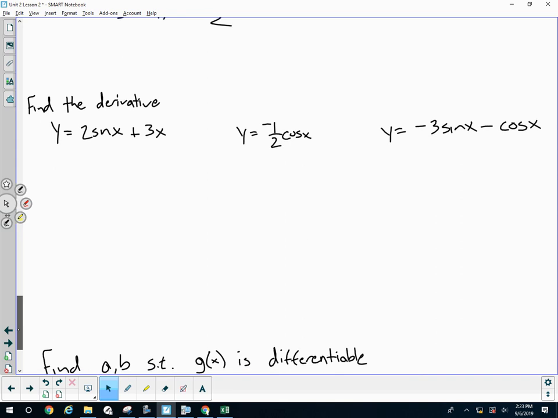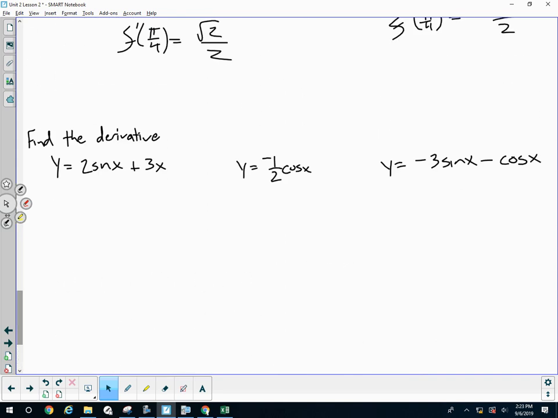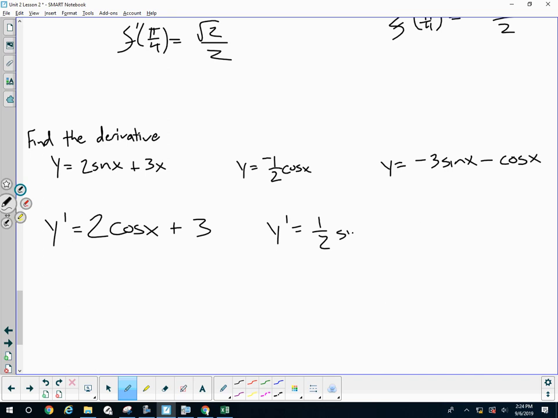Pretty cool. Just be careful when you're taking derivatives. This is where the constant multiple rule is very important. 2 sine x. Leave the 2. Multiply by the derivative of sine x. 3x plus the 3. You plug any value into that to find the tangent slope generator, or the tangent slope, for 2 sine x plus 3. Be careful with signs. Remember, the derivative of cosine is negative sine. The negative 1/2 times the negative sine makes it a positive 1/2 sine x.